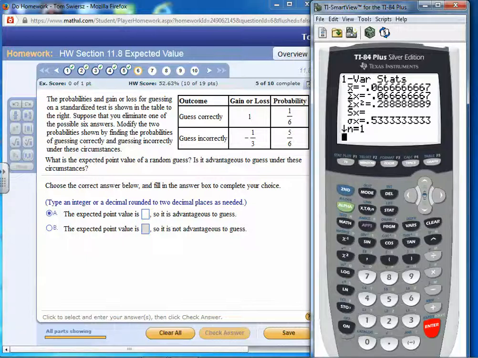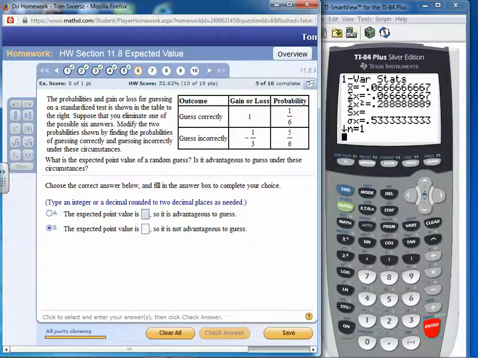Now, since it's negative, it is not advantageous to guess because you're getting a negative value. If it's positive, it would be advantageous. So now you have negative 0.06666. Now, what we probably want to do is go ahead, and I think we have to put that in as type an integer rounded to 2 decimal places. Okay, so that's good. So it'll be a negative 0.07.